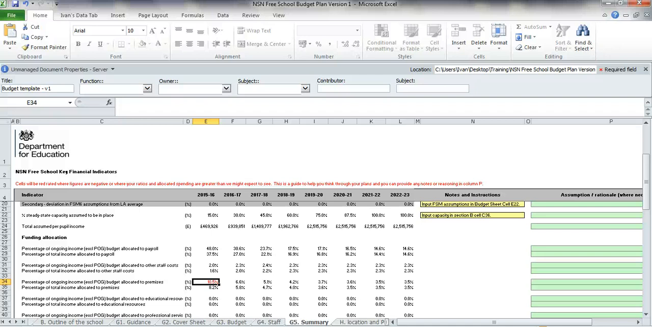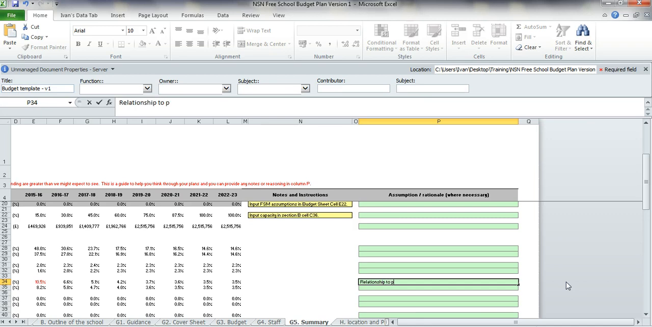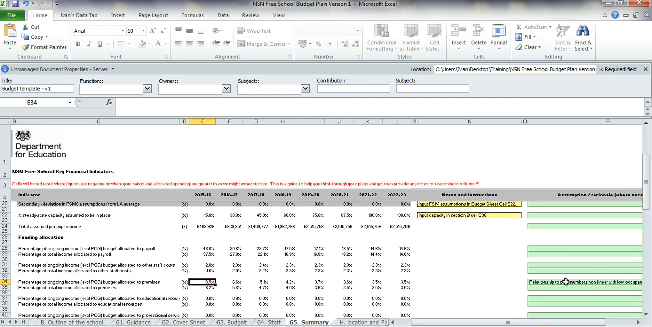This will indicate that my budget plan has varied from what the DFE will expect. As the DFE assumptions for premises costs are based on a linear approach, and I do not feel this gives a realistic budget figure when we have low occupancy, I will make a note of this in column P, also on this tab, to the effect of relationship to pupil numbers non-linear with low occupancy. See narrative. And so the reader will know to seek a justification for this red figure in the narrative for section G.